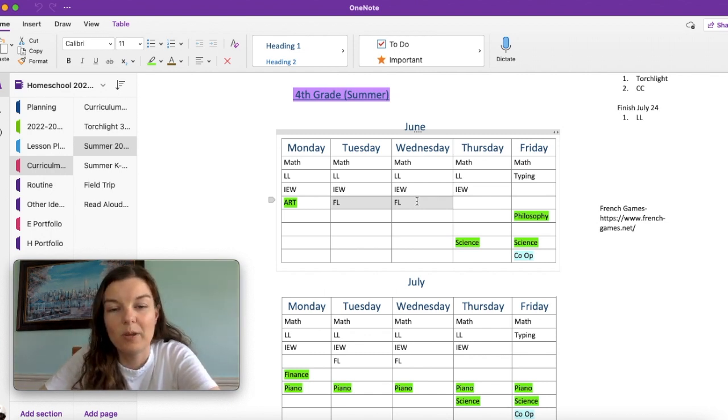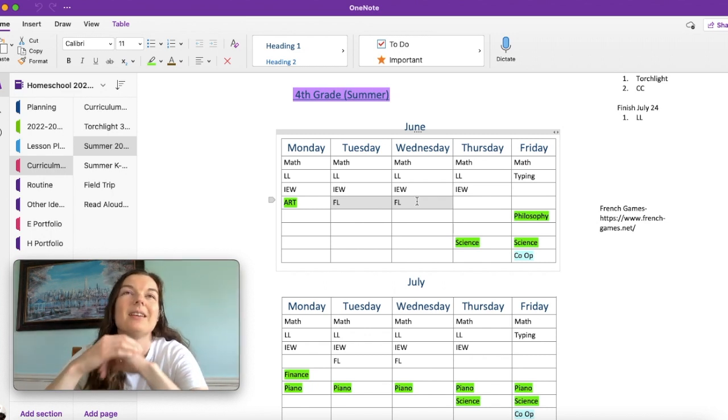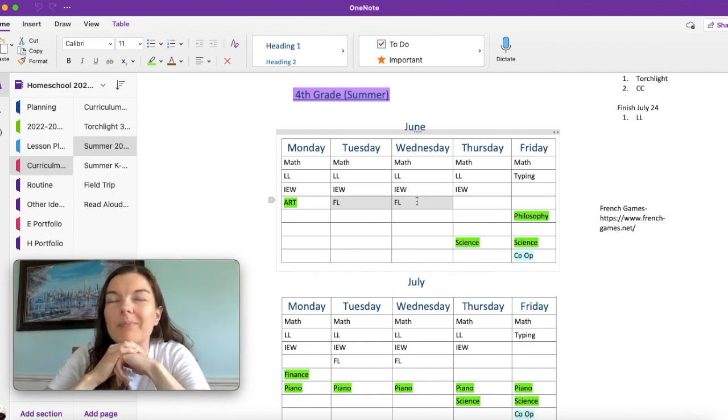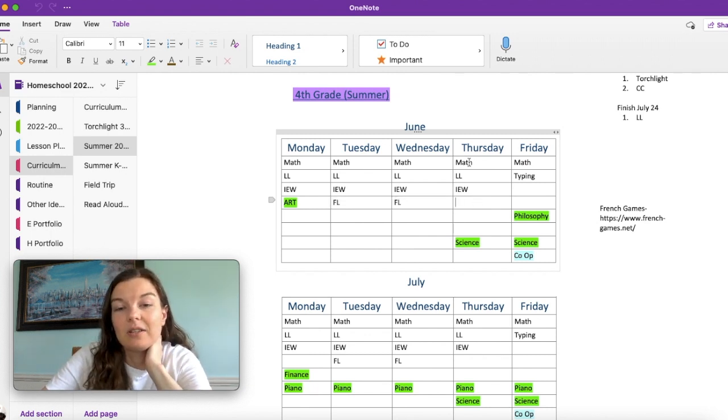And I'm hoping that I can do one after the other, because again, the lessons aren't super long. I think I can incorporate them both, but again, this is just a schedule. It can definitely change. And Thursday, she would just have math, lightning lit, IEW, may not do science, we'll see. Friday, we would just have math and typing because those programs are only 4 days, and then we'll bring in philosophy as our group subject.